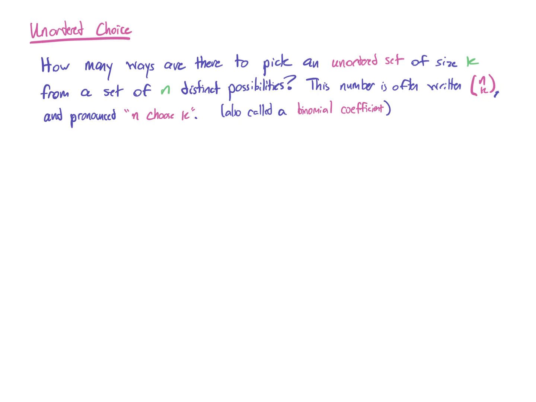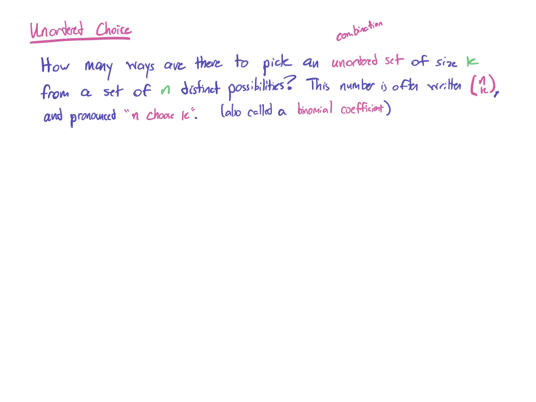This number, or this formula here, we often call n choose k. It's also called a binomial coefficient. And one more piece of vocabulary, the idea of choosing an unordered set is often called a combination of elements. So I want to know how many combinations of size k there are from n possibilities. Okay, that's a lot of notation and terminology to introduce at once. N choose k, written this way, is the number of ways to pick an unordered set of size k from a set of n distinct possibilities.